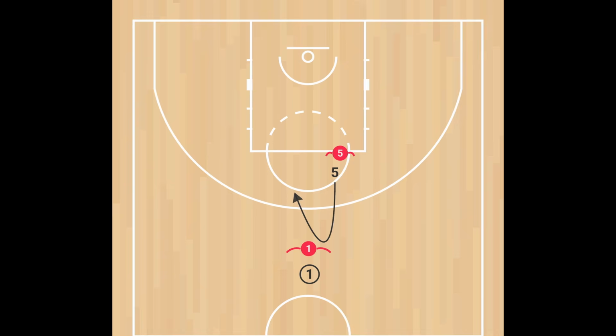On a slip screen, the screener cuts toward the basket before any contact is made with the defender. The on-ball defender has no clear assignment yet, and the switch is never fully established. That allows the offense to punish the defense with a short roll and a temporary 2-on-1 situation.